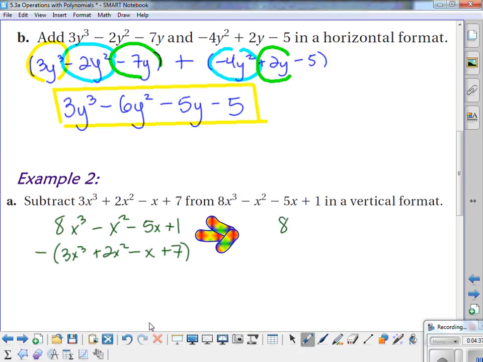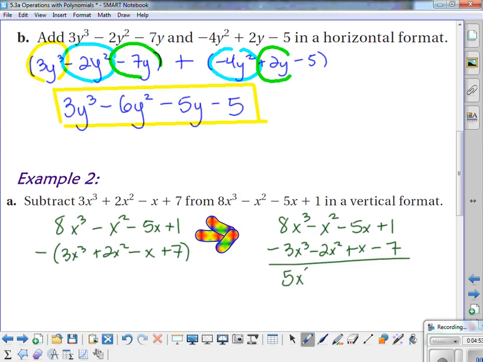So the top one stays the same, 8x cubed minus x squared minus 5x plus 1. But then I get negative 3x cubed minus 2x squared plus x minus 7. And then just add them together. So 8 minus 3, I have 5x cubed. Negative 1 and negative 2, I get minus 3x squared. Negative 1 and negative 5 and positive 1, I get minus 4x, and then minus 6. So distribute the negative. That's the most important thing you got to remember on these.